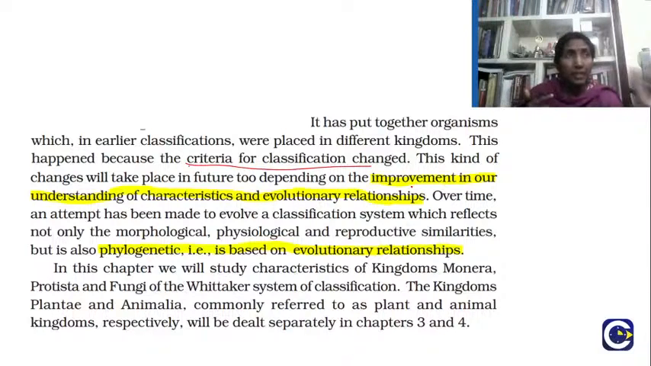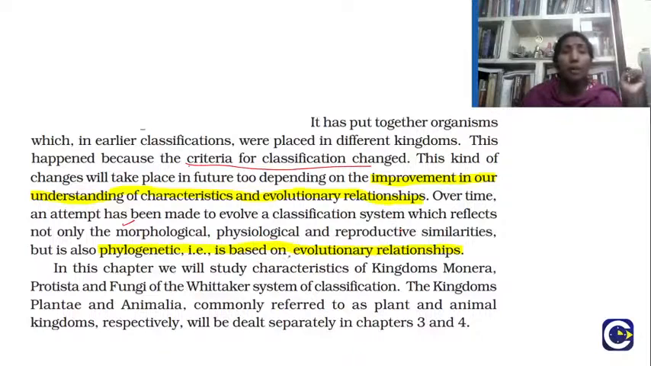ஏன் இப்போ இந்த கிளாசிஃபிகேஷன் இங்கே வைக்கிறோன்னா, ஓ இதோட மோட் ஆஃப் நியூட்ரிஷன் இப்படி இருக்குது, அதனால தான் இங்கே இதை வைக்கிறாங்க, இல்லை இது ரீப்ரொடக்ஷன் இப்படி இருக்குது, இல்லை செல் ஸ்ட்ரக்சர் இப்படின்னு ஒரு க்ரைட்டீரியா அதை சப்ஸ்டான்ஷியேட் பண்ணும்போது தான் இந்த அளவுக்கு மாறுது. ஸோ ஓவர் அ பீரியட் ஆஃப் டைம் தட் அட்டெம்ப்ட் ஹஸ் பீன் மேட் டு எவால்வ் அ கிளாசிஃபிகேஷன் சிஸ்டம் தட் ரிஃப்ளெக்ட்ஸ் நாட் ஓன்லி மார்ஃபலாஜிக்கல், வெறும் வெளி தோற்றத்தை வைத்து அல்ல, நாட் ஓன்லி ஃபிசியாலஜிக்கல், உள்ளே இருக்கக்கூடியதை வச்சு இல்லை, அண்ட் ரீப்ரொடக்டிவ் சிமிலாரிட்டி. அப்போ எங்கே தான் இது இருக்குன்னா, இட் இஸ் ஆல் phylogenetic.